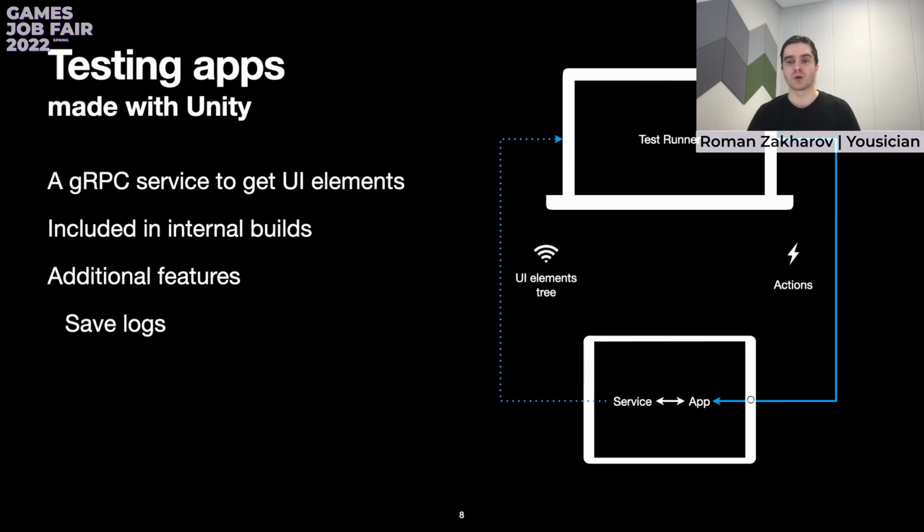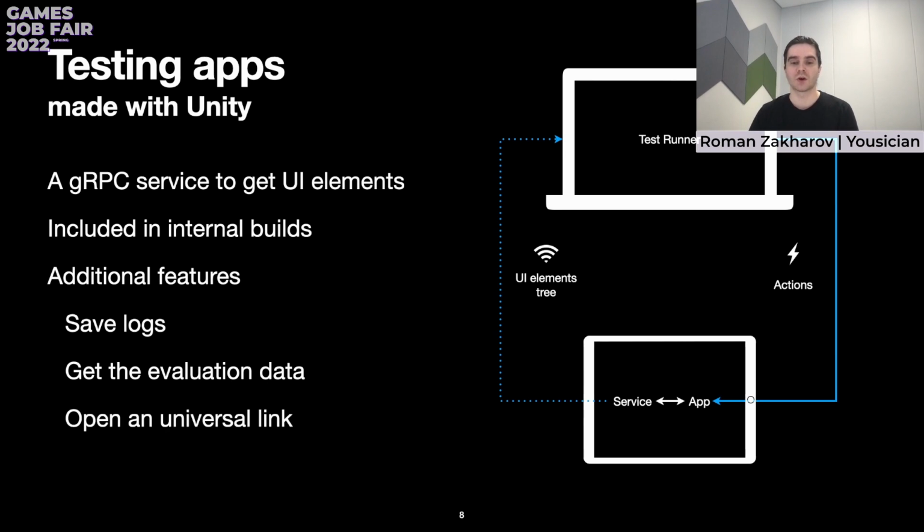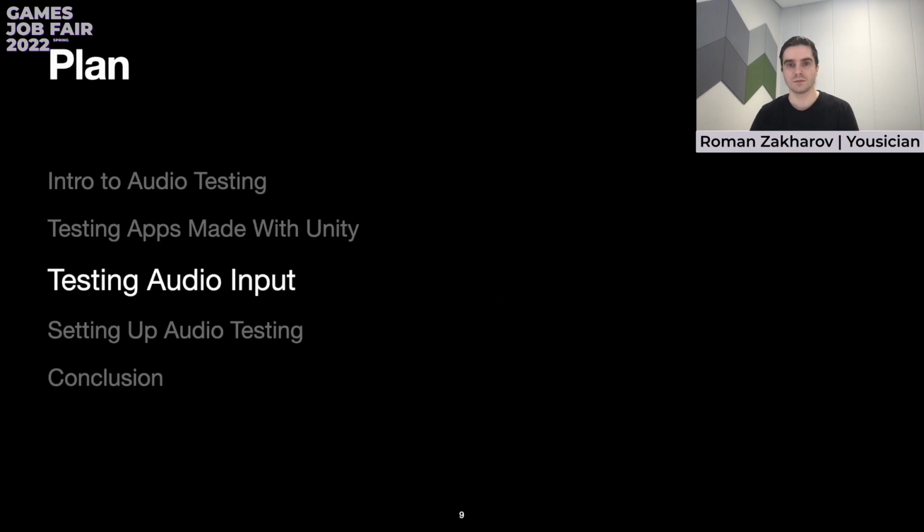We can save the logs from Unity on test failures to debug the issues. Getting the evaluation data when the song is completed allows us to create very detailed test assertions. We receive information about every single note we played and when. Finally, we can ask the app to instantly open the universal links to speed up test execution. Now we know how to set up UI tests for apps made with Unity by adding a special service, and also how to enhance our tests by getting the evaluation data.